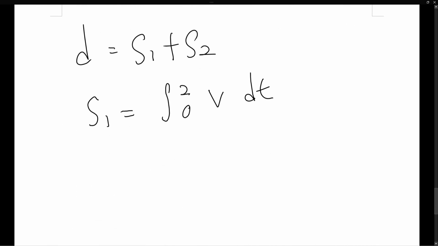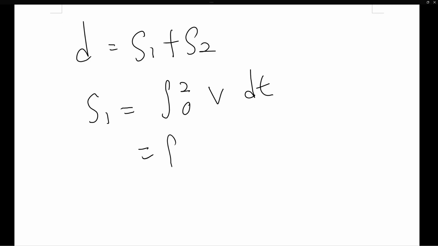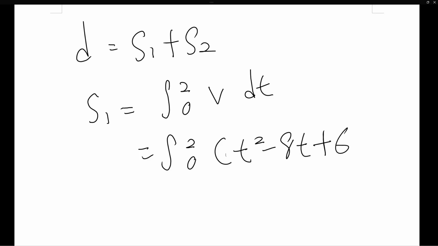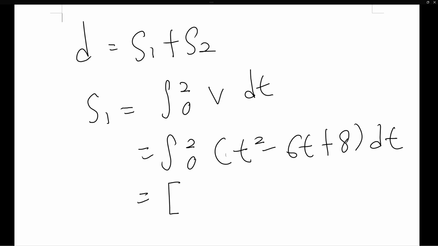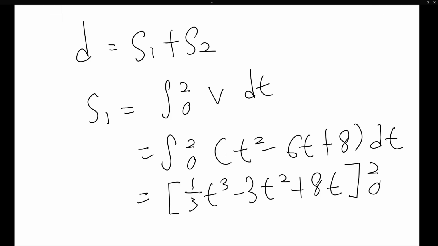So you have to find the area. It's actually just t squared minus 6t plus 8 dt. Sorry, minus 6t plus 8. So you just integrate it. You get 1 over 3 t cubed minus 3t squared plus 8t, with limits 2 and 0.